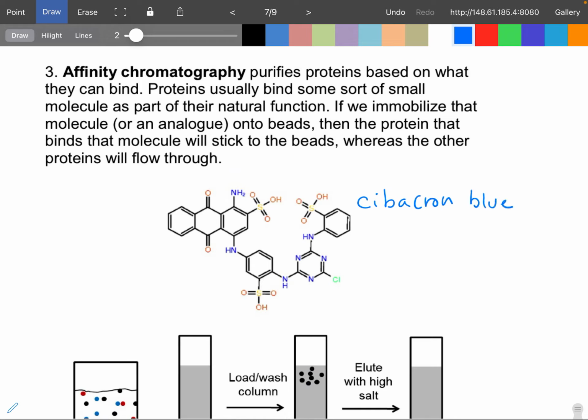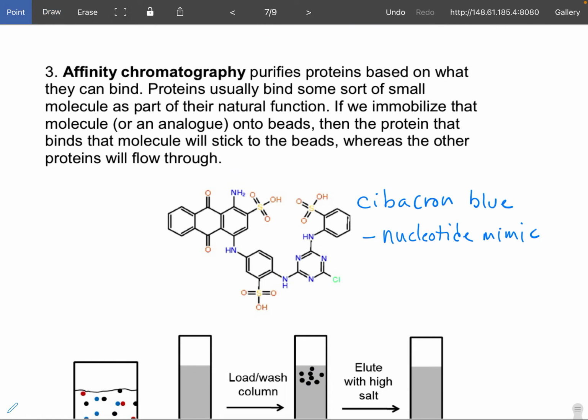If we take this Cibacron Blue and immobilize it onto a resin, onto a bead, then proteins that typically bind nucleotides, so ATP binding proteins or other nucleotide binding proteins, will encounter this. And notice the structure, it's kind of got these planar aromatic groups on here that sort of mimic the nitrogenous bases. Those nucleotide binding proteins will have high affinity towards this and bind to it.